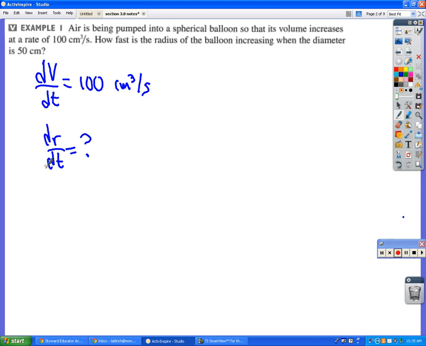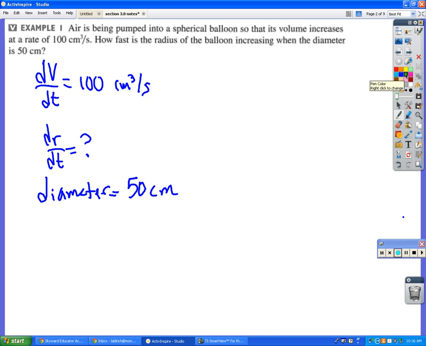Okay. When the diameter, so frozen in time, at that instant, instantaneously, when the diameter, and I'm going to write out diameter so you don't get confused and think that that's a d something, when the diameter equals 50 centimeters. So that's the information that we know, and that's what we're trying to find, and here's how you solve these problems. You have to come up with a formula on your own.